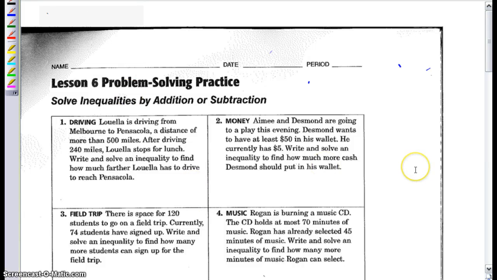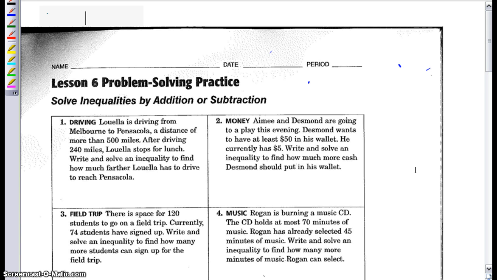Hi, this is Mrs. Zhu, and today we're going to be working on this classwork worksheet that we started on Friday. And you do have to have it done by Tuesday when we come back from the long weekend. We did question 1 and 2 on this worksheet right here.